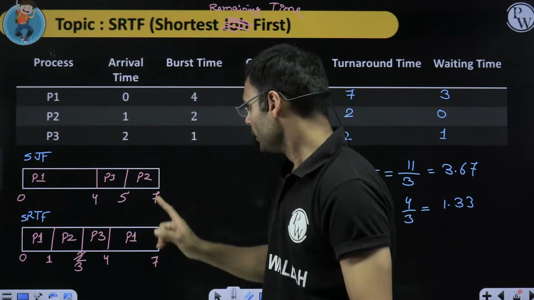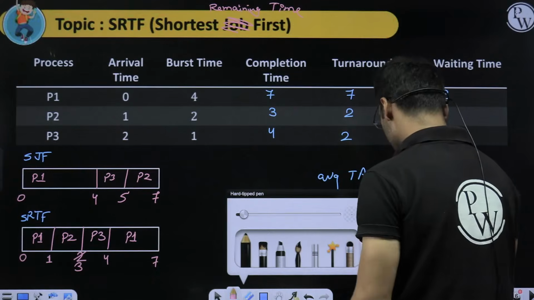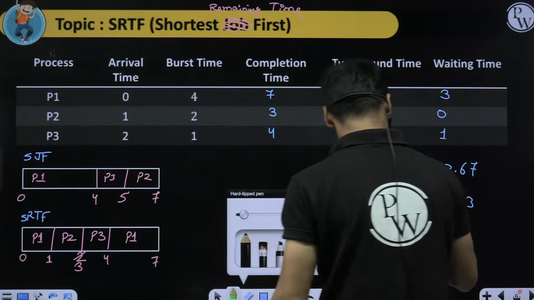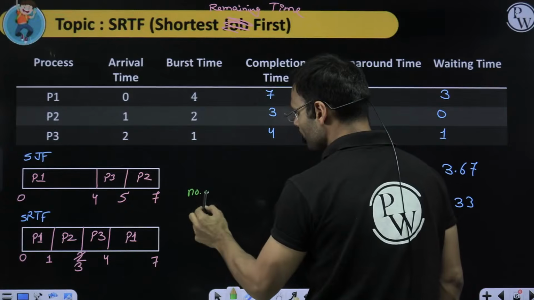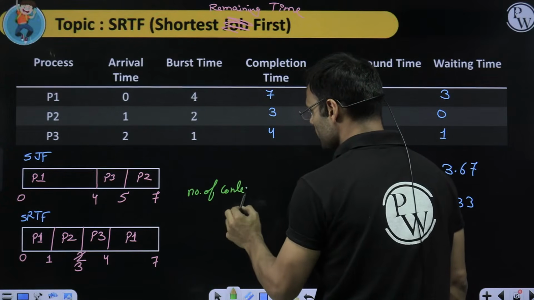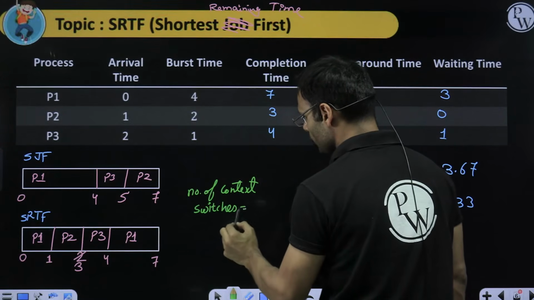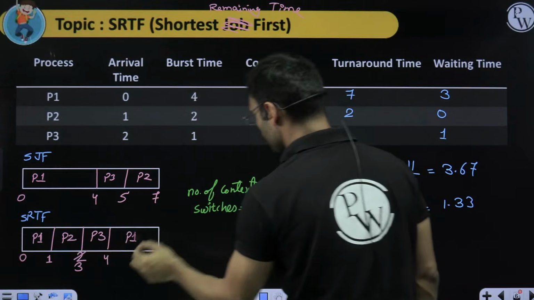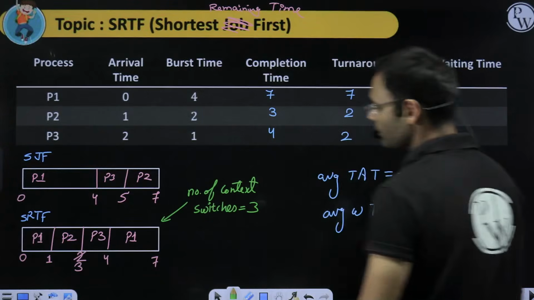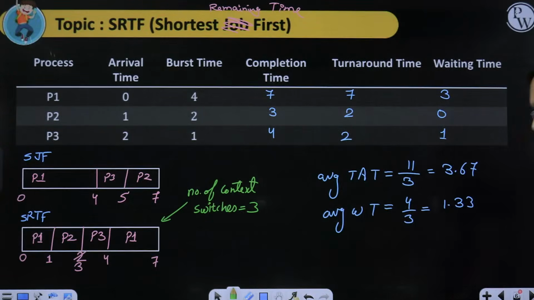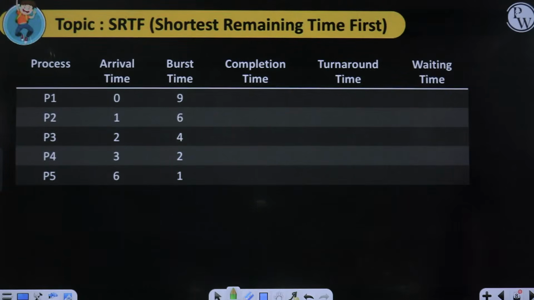If 3 processes are there in SJF non-preemptive algorithm, 2 context switches, you don't even have to execute them. But in preemptive, the number of context switches can be more. So how many context switches here? 3 in this case: 1, 2, and 3 in this SRTF. Okay, now one more question for you. This also has some other concepts to understand. Let's go ahead with this. Solve it.